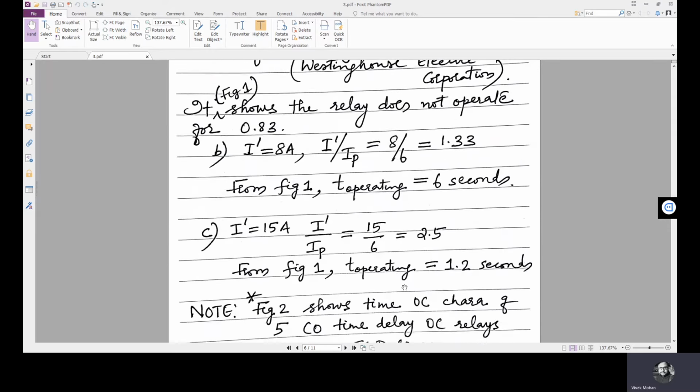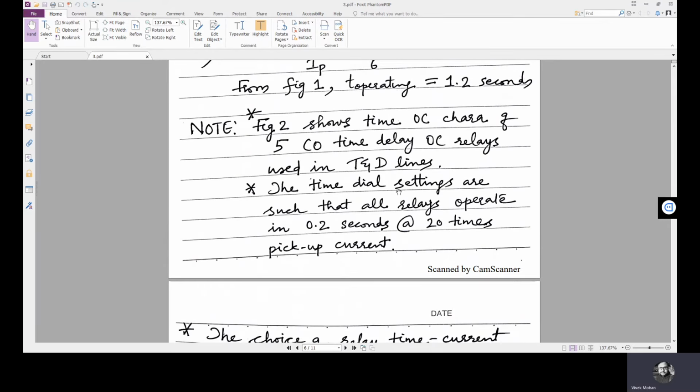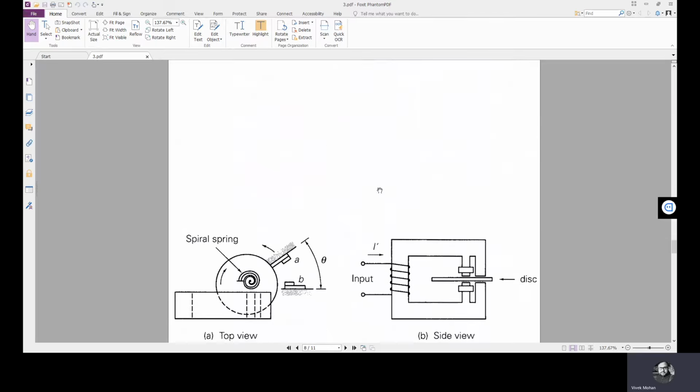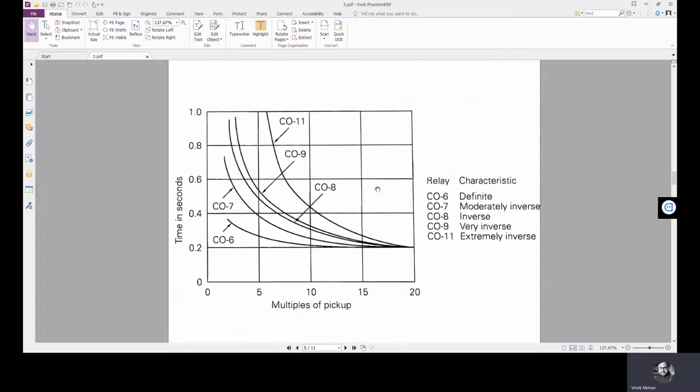Now what about figure 2? Figure 2 shows time over current curves of CO time delay over current relays used in transmission and distribution lines. In figure 2, you have multiples of pickup on the horizontal axis and time in seconds on the vertical axis. Different CO relay characteristics are shown, CO6, CO7, CO8, CO9 and CO11. Now see the relay characteristics given here.